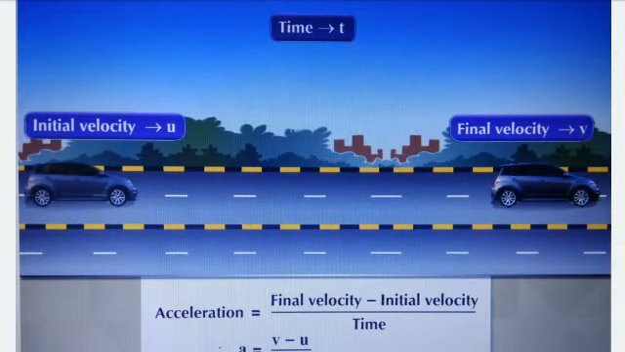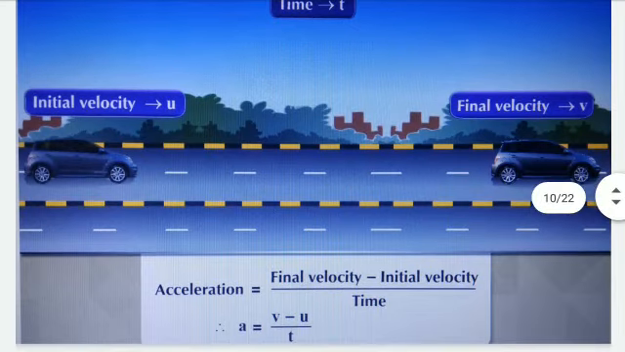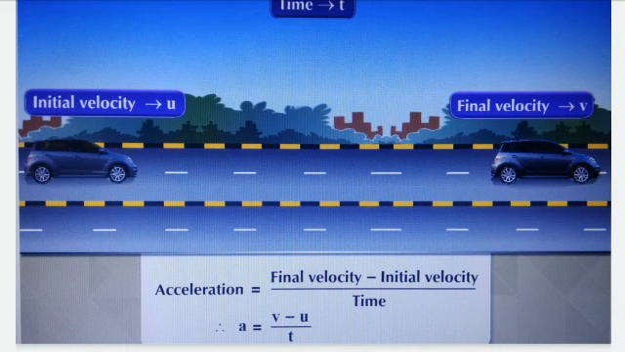Observe the slide. A car is moving with the initial velocity u. It reaches the final velocity v within time t. Therefore, there is a change in velocity. From that, we can find out the acceleration is equal to final velocity minus initial velocity upon time. That is, a is equal to (v minus u) upon t.